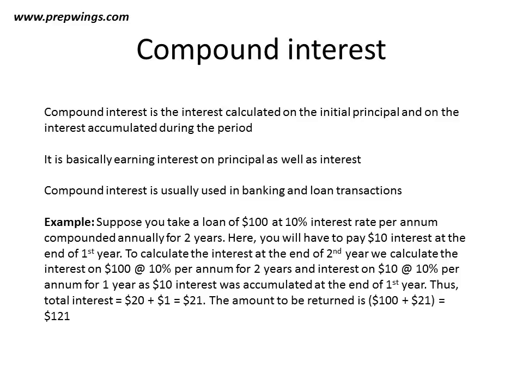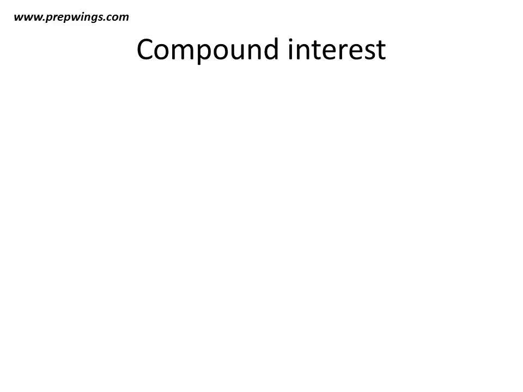As $10 interest was accumulated at the end of first year, thus a total interest of $20 plus $1, which is $21, will be accumulated by the end of second year. Thus, the amount to be returned will be the principal amount, which is $100, plus the interest accumulated, which is $21. So, in 2 years, you'll have to return an amount of $121. So this is how compound interest works.